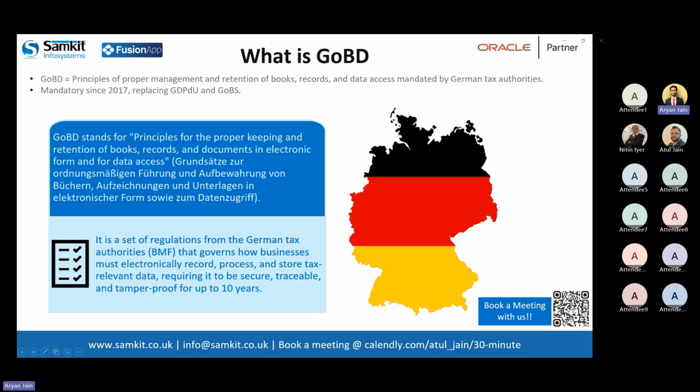GoBD stands for Principles for the Proper Keeping and Retention of Books, Records, and Documents in Electronic Form and for Data Access. It is a regulation issued by German tax authorities. The purpose of GoBD is to ensure that all financial and tax related records are electronically stored, remain secure, are traceable, and cannot be manipulated. These regulations became mandatory in 2017 and replaced older standards like GDPdU and GoBS.